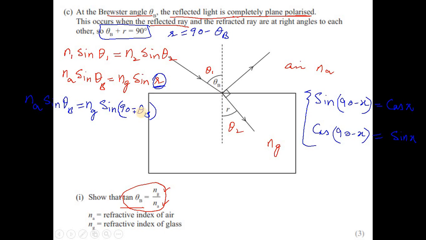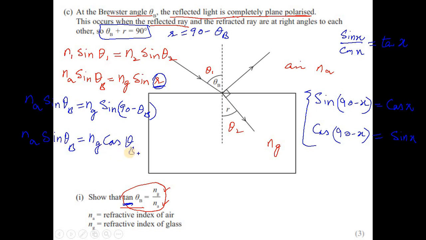Because I have sine 90 minus theta b, I can write Na sine theta b is equal to Ng cos theta b. So why are we converting this sine into cos? Because we need tangent theta, and we know in maths that sine x divided by cos x is equal to tangent x. That's why we include cos in our equation.